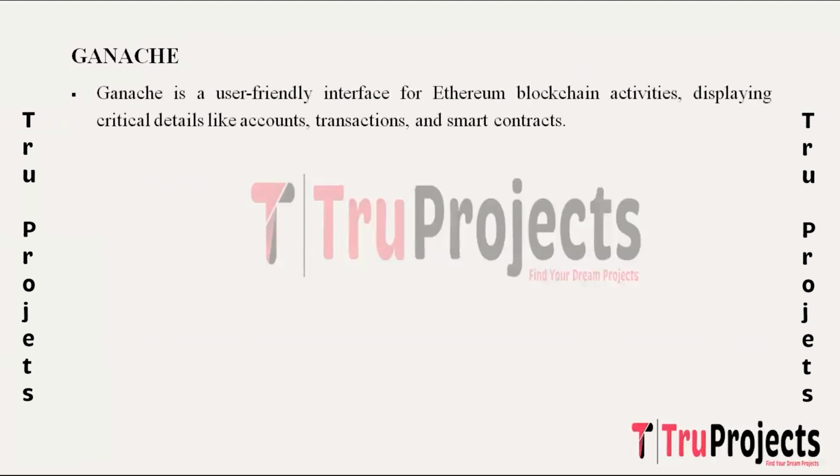So, Ganache is a user friendly interface for monitoring Ethereum blockchain activities. It simplifies tracking of accounts, transactions, and smart contracts, making it accessible even for users without in depth blockchain expertise. Ganache offers detailed transaction information, including sender, receiver, amounts, gas usage, and success status, aiding debugging and ensuring transaction accuracy. It also tracks smart contract deployments, confirming correct deployment and functionality. This transparency simplifies monitoring and verification processes.